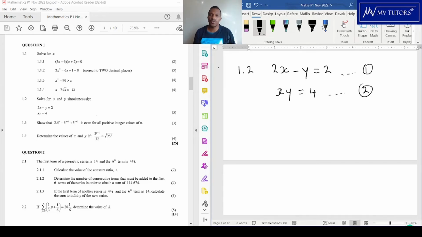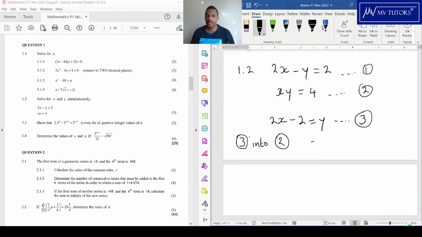Let's take equation 1 and make y the subject of the formula. So I'll just take y that side, 2x, and then I'll take the 2 this side. Minus 2 is equals to y. Okay, let's call it equation 3. That's fine. And then what we're going to do now is take equation 3 into equation 2, right?